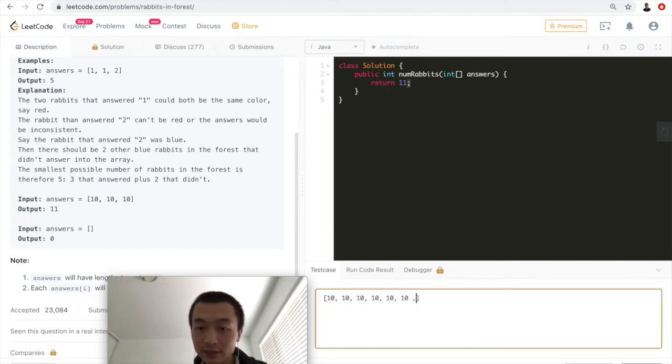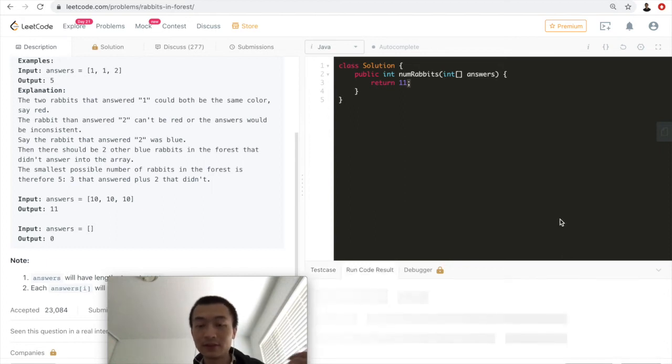We can add up all of these. 10, 10, 10, 10, 1, 2, 3, 4, 5, 6, 7, 8, 9, 10. This one is still going to give us 11, right? Because all of these rabbits are of the same color, color type 10. So they will use all of the quota of this rabbit's 10 peers. This is going to give us 11. Let's see.